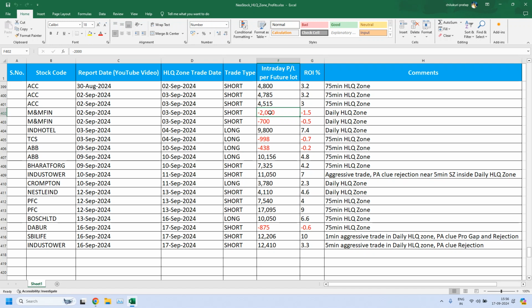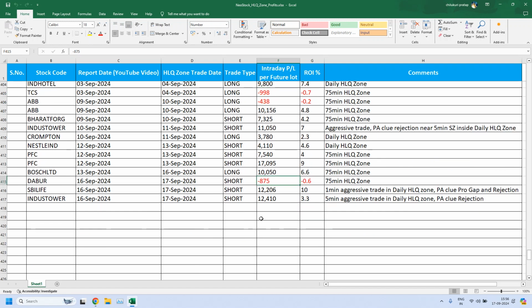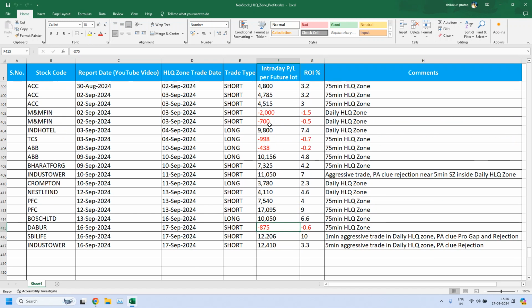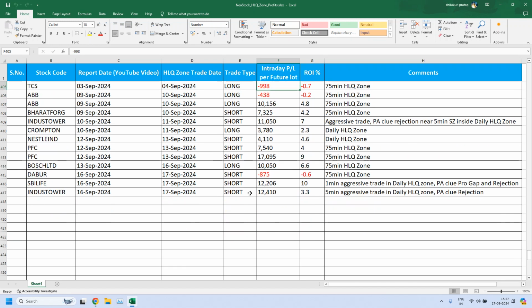See, this is the only one, 2,000 rupees loss we got. But remaining all less than 1,000: 700, 998, that means close to 1,000. This is 438 and this one 875. So we have 5 stopped out trades during this month. Out of them, 3 stopped out trades happened on the 3rd and 4th. After that we got very good profits in these stocks, and today this is stopped out.